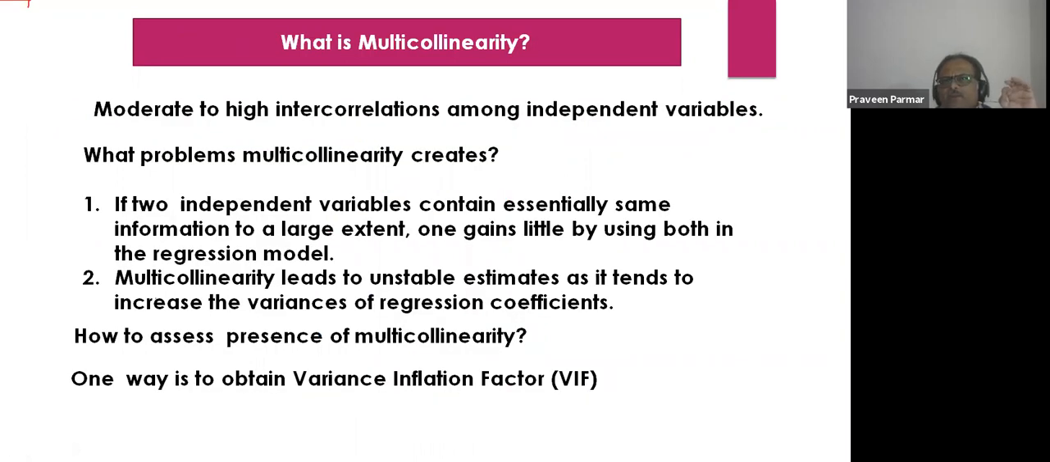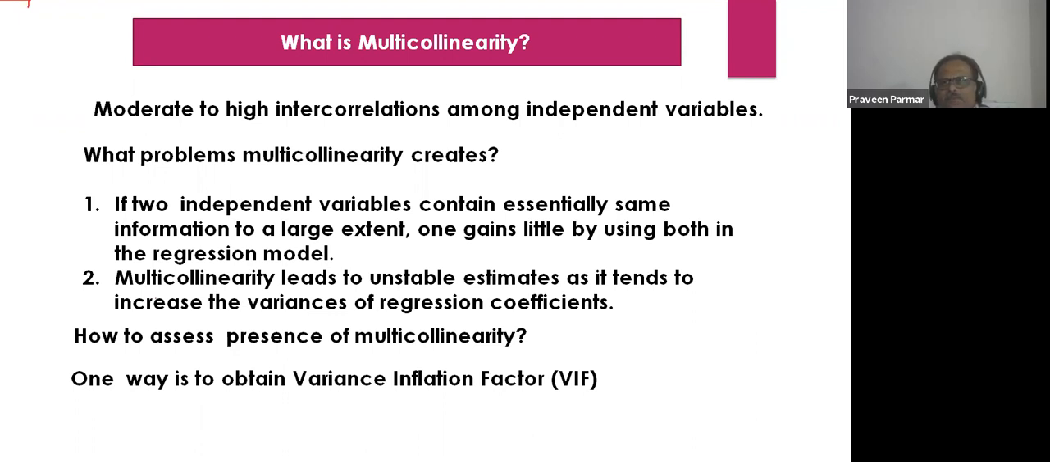What is multicollinearity? That is a very important thing. Moderate to high intercorrelation among independent variables, the independent variables, why we have x1, x2, x3, these all. If there is a high correlation among independent variables, what problems does multicollinearity create?